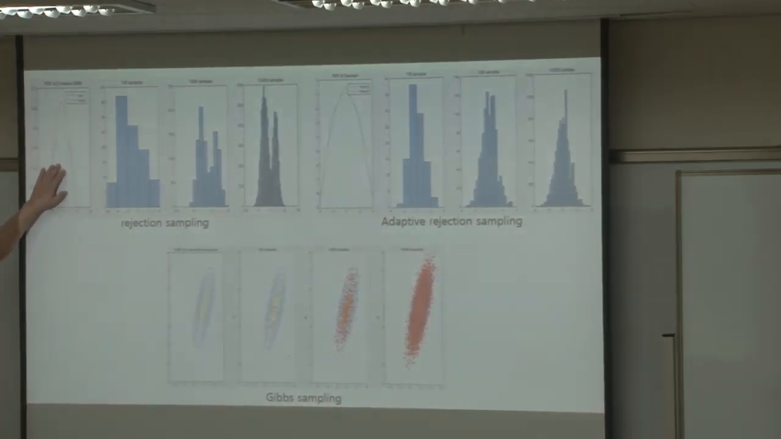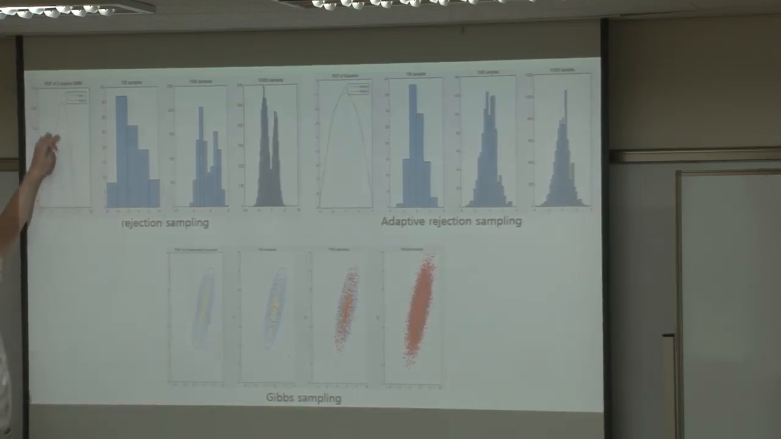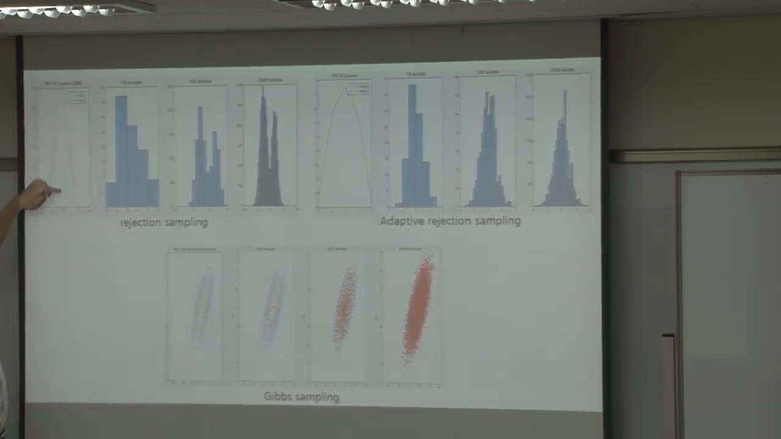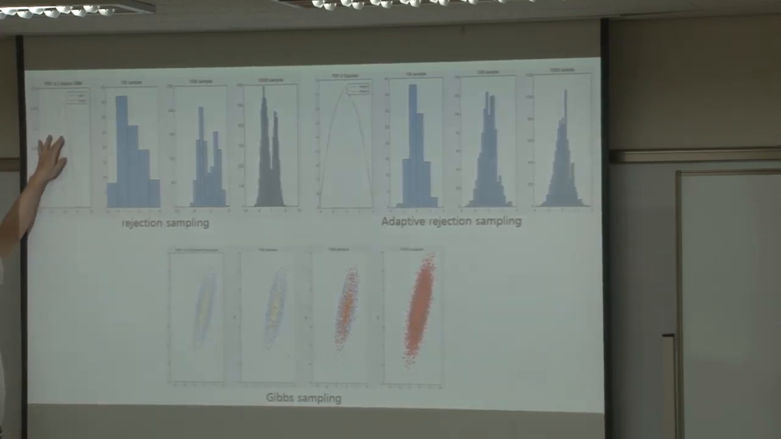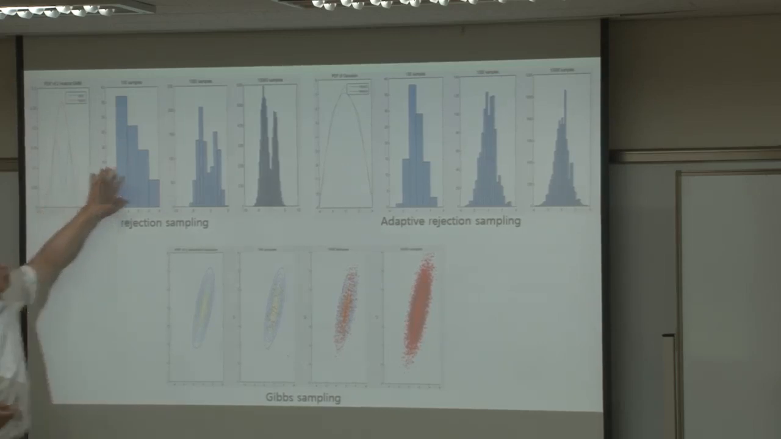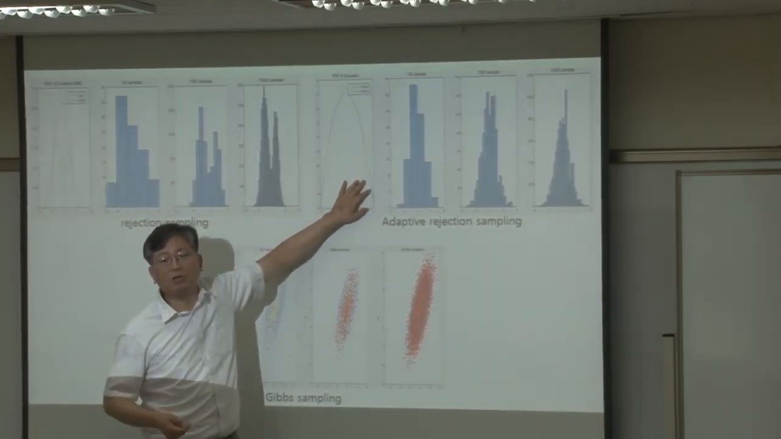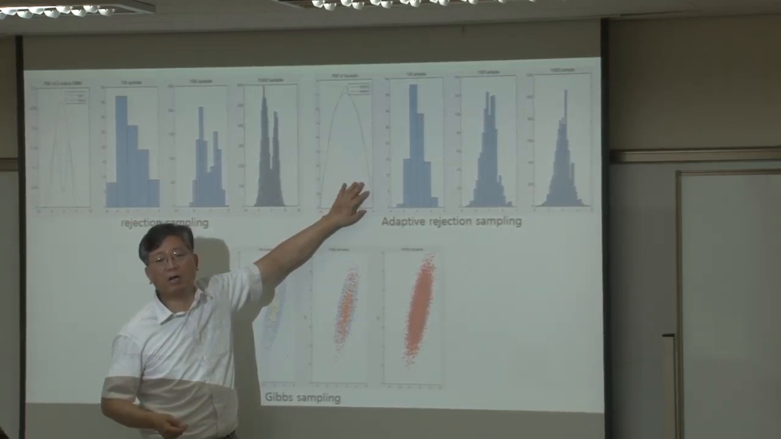I've already said this. It's a problem. You're rejecting a lot of samples because if the distance between here and here is big, you're rejecting a lot, right? So then there is adaptive sampling, but this you can only use when the distribution is log concave.